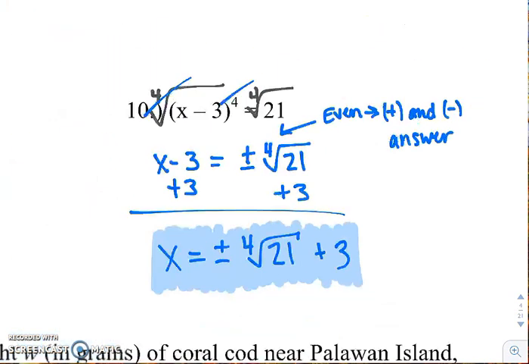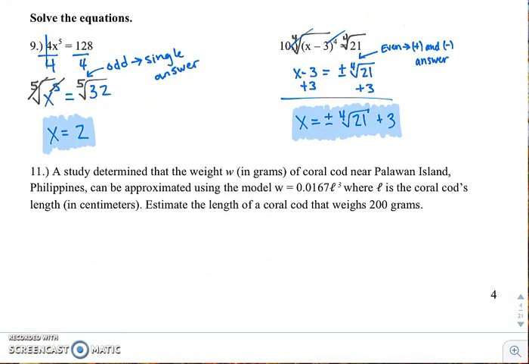So why don't you guys try number 11? Yes, it's a word problem, but all you guys are doing is taking this L here, which means length. If you know that the coral cod weighs 200 grams, that's what you put in here for the weight, and you're going to solve for the length. So go ahead and try number 11.